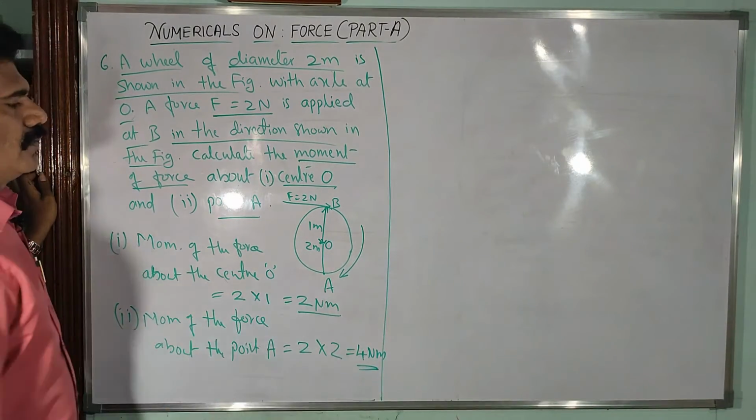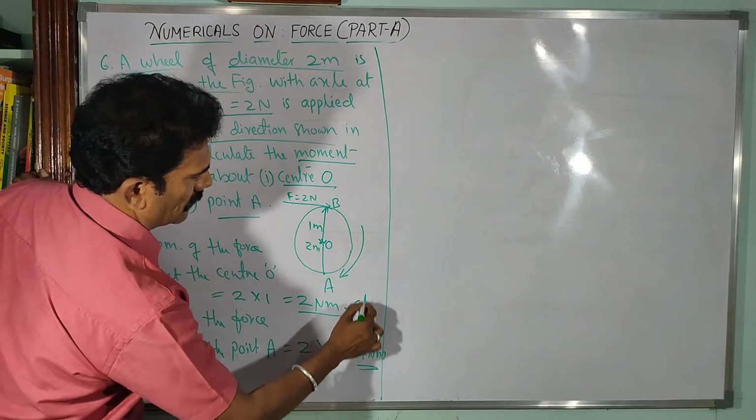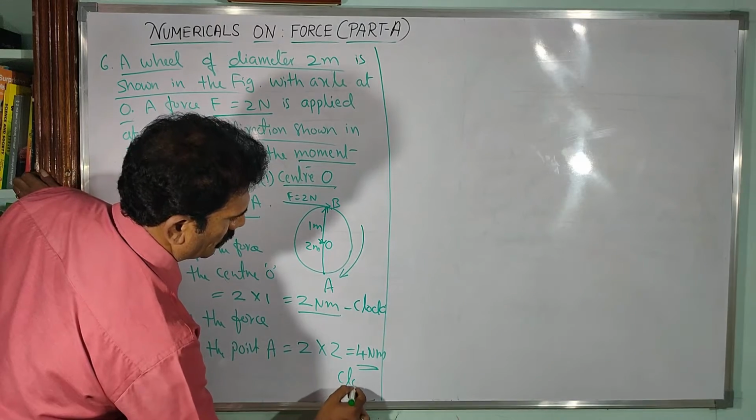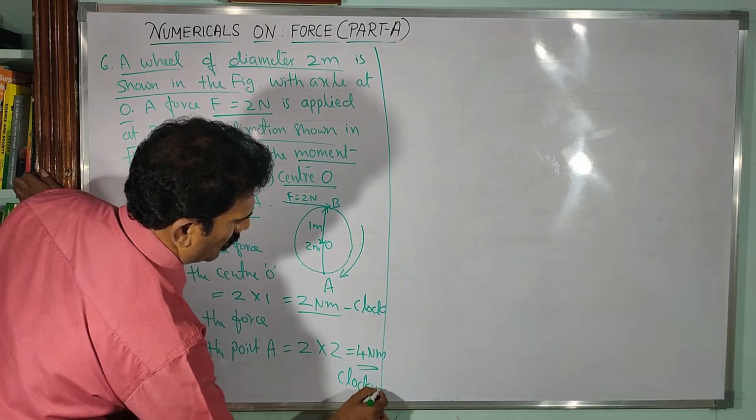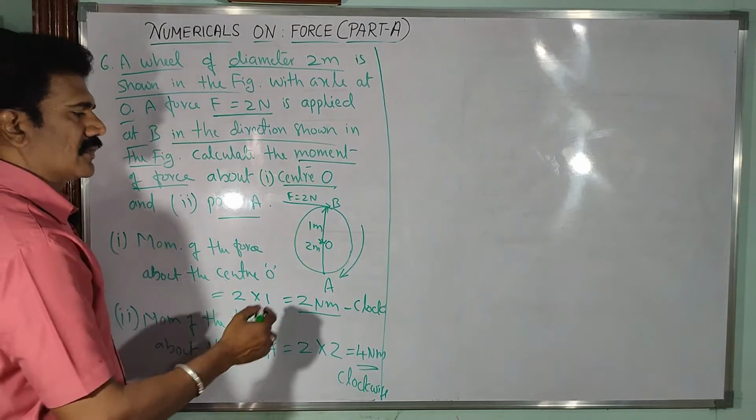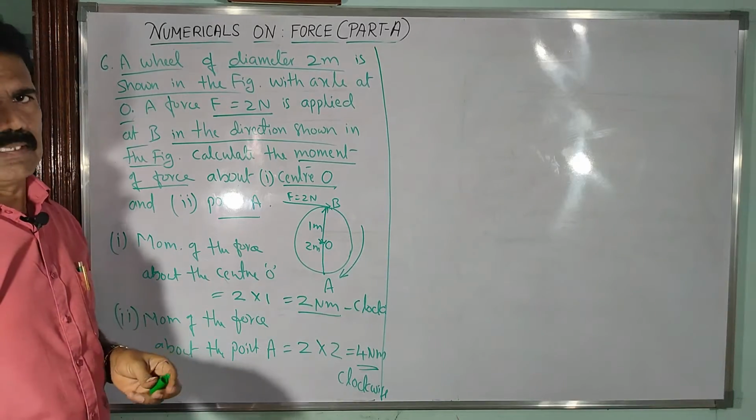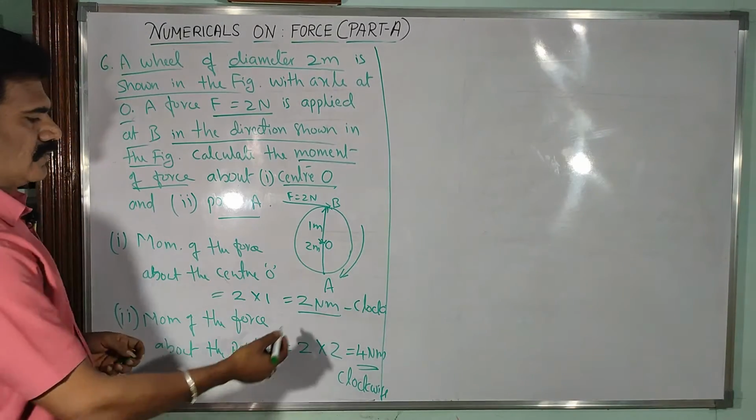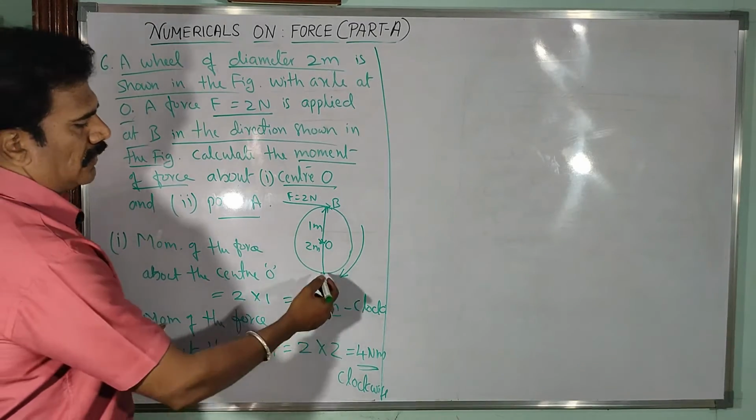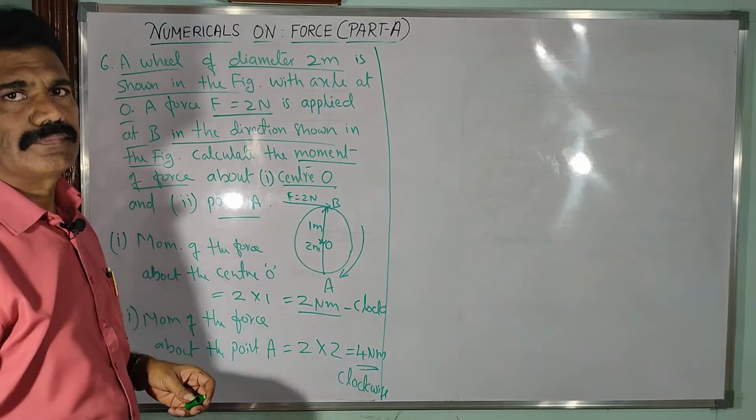About the point O it is like this, so it is actually clockwise. Here also it is clockwise. So the rotation of the wheel is clockwise due to the applied force. Either you consider about the point O or about the point A, it is the same. So the moment of the force is numerically 2 Newton meter about the point O, and 4 Newton meter about the point A. Clear?